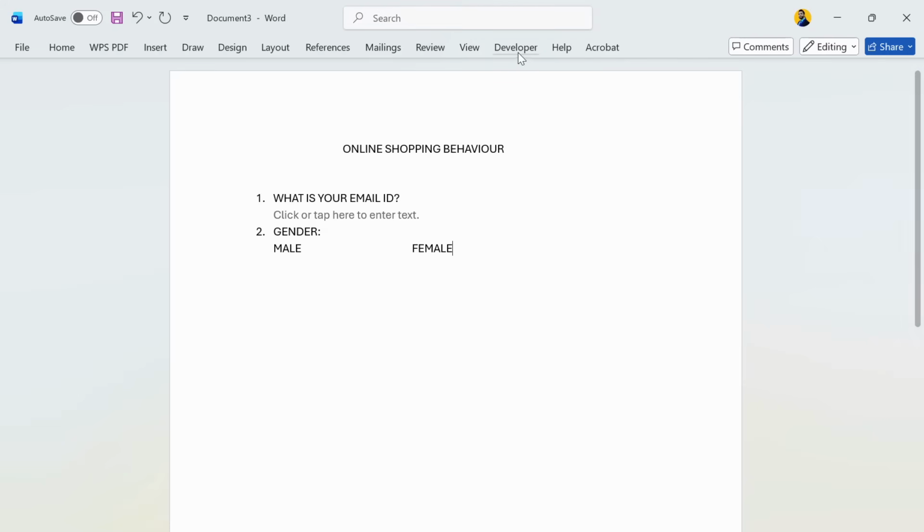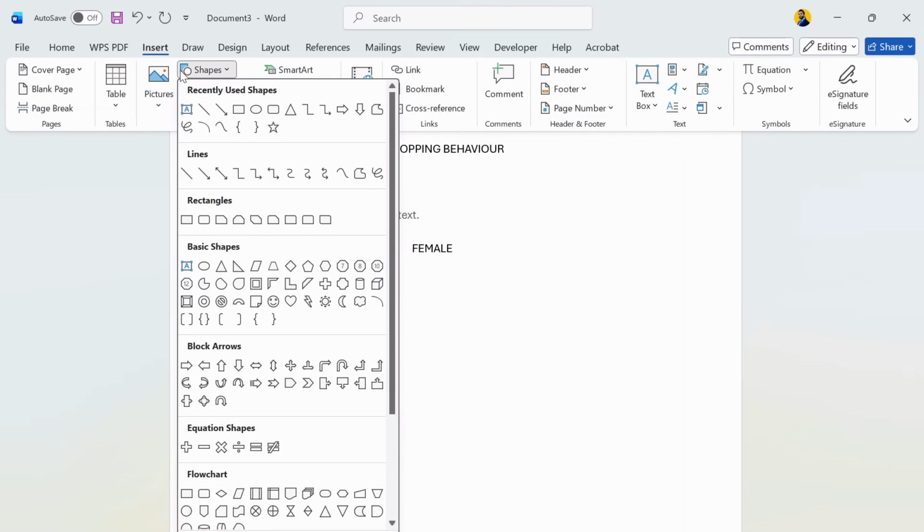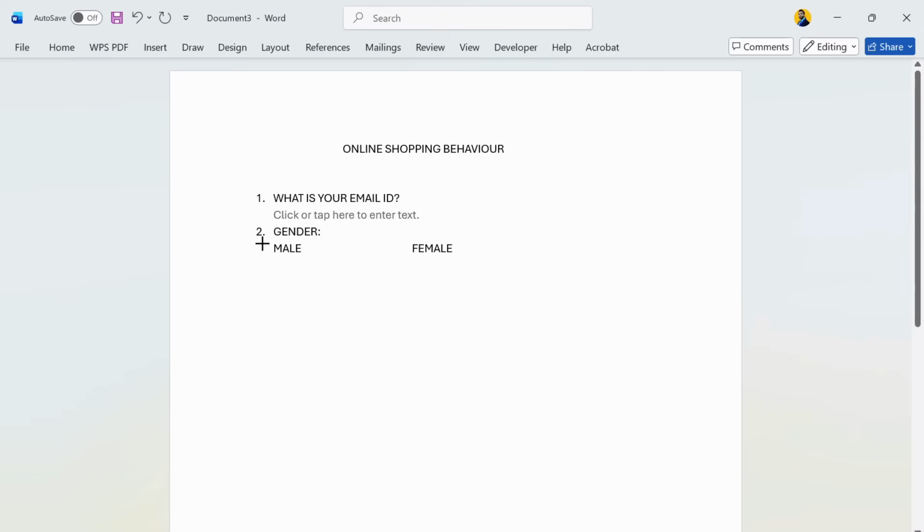But in my case, if we go to the developer tab and there is a legacy tool, if you click on this, you will get only this option. In most of the updated PCs there is a radio button option, but currently it is not mentioned here. So for that, you can simply go to the insert tab, go to shapes and select the particular required shape. In my case, I need a circle. So I can go with this and just drag and click like this, right?